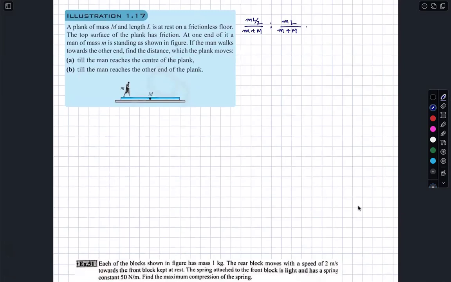A plank of mass M and length L is at rest on a frictionless floor. The top surface of the plank has friction. At one end of it, a man of mass m is standing. I have already given the theory for this. What is the theory? Displacement of the plank is minus small m by capital M plus small m times the displacement of the man with respect to the plank.